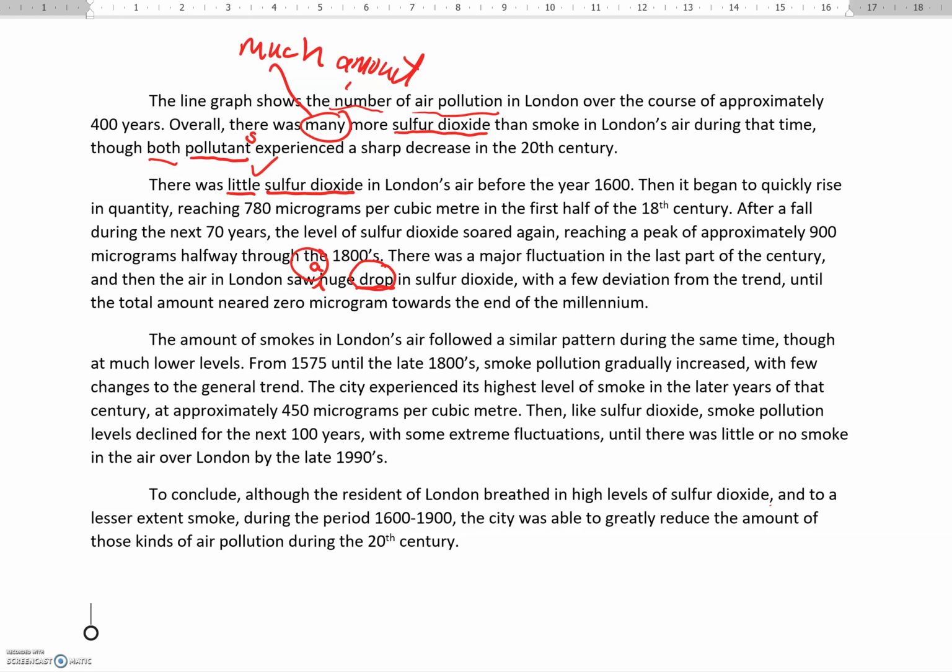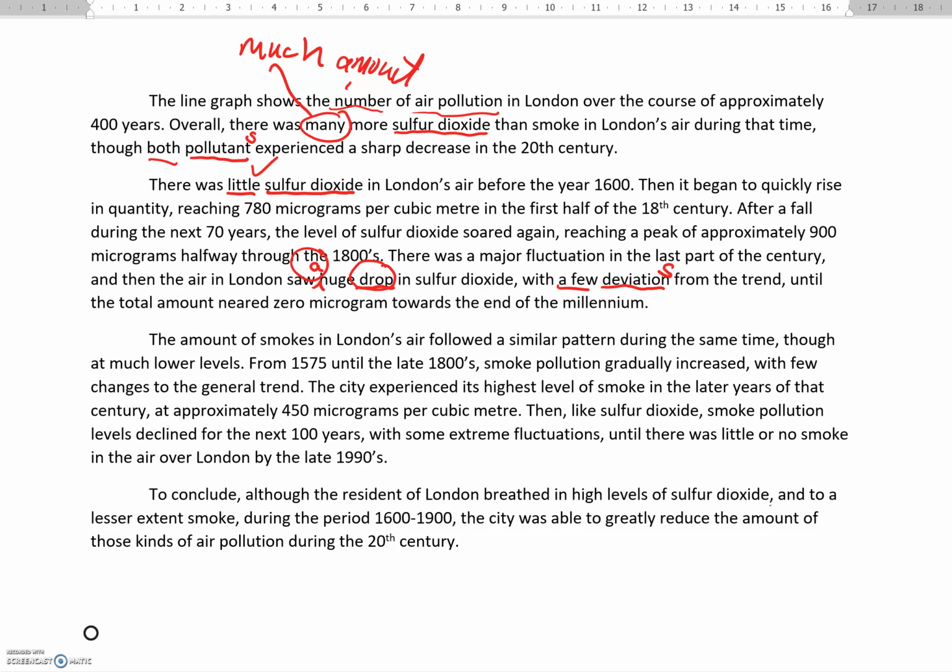Okay, so a huge drop in sulfur dioxide with a few deviation. Deviation means like change, but it's count. And we have a few goes with count, but deviation is singular, so we actually need the plural. A few deviations from the trend.